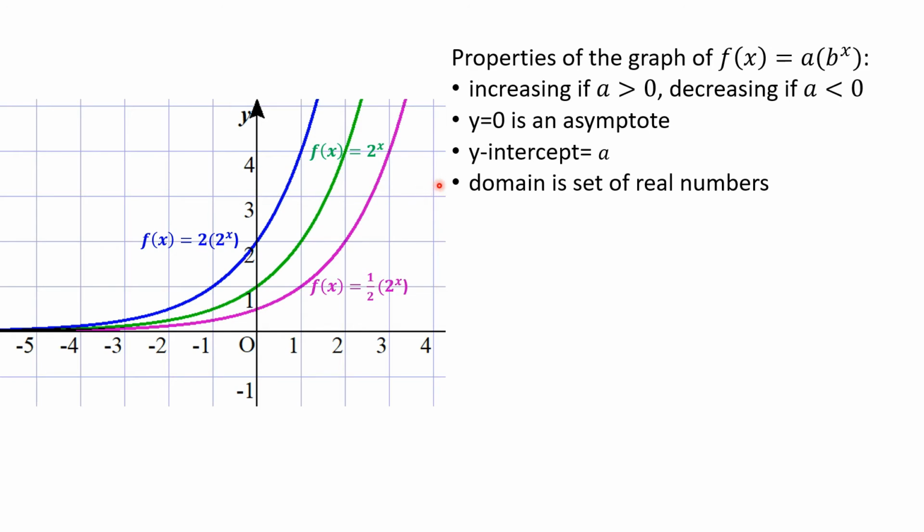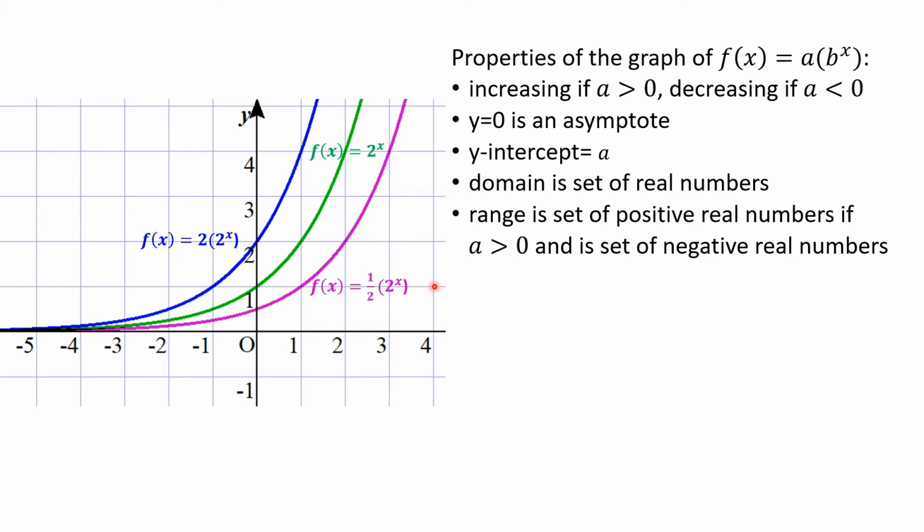Fourth, the domain is the set of real numbers. Notice that the graph will continue to increase on the right side, and will continue to decrease on the left side. So x may take any value, so the set of x values or domain is the set of real numbers. Fifth, the range, the set of y values, is the set of positive real numbers if a is greater than 0, and is the set of negative real numbers if a is less than 0. So in this particular example, all a's are greater than 0.